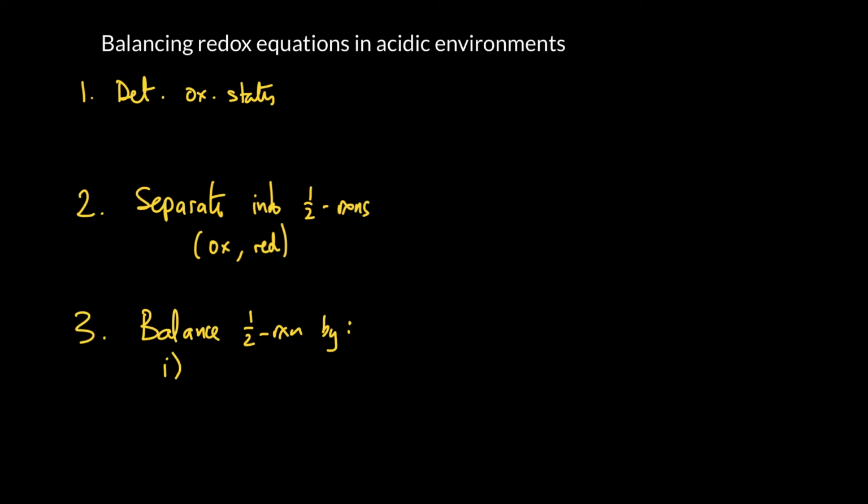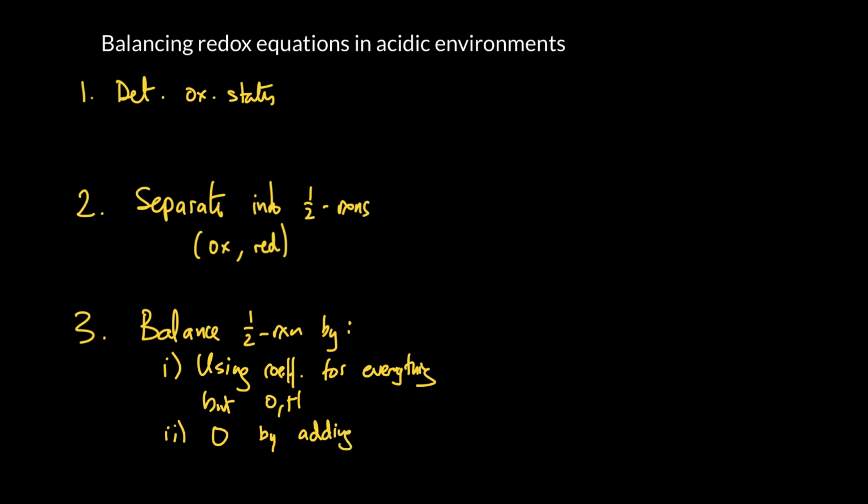Each reaction by itself, the oxidation and then the reduction, you balance by using coefficients for everything except O and H. Once you've done that, then you balance O by adding waters. Water contains an oxygen, so we balance the oxygens using waters. And then we balance H by adding hydrogen ions. All right, so before we scroll on down, maybe we should do a reaction right here.